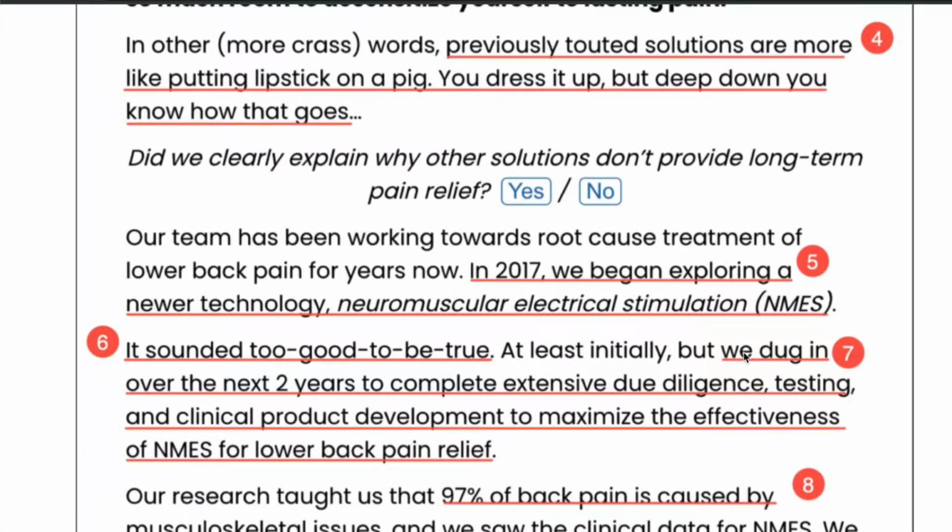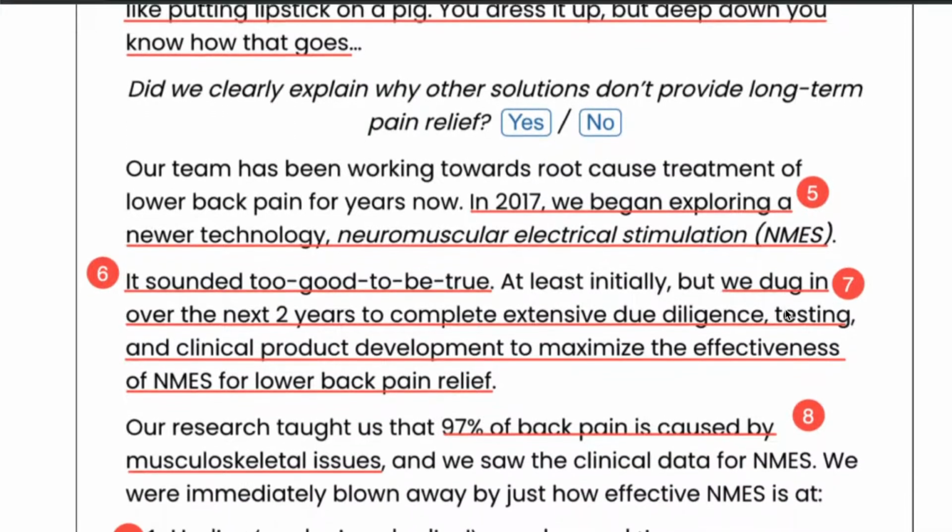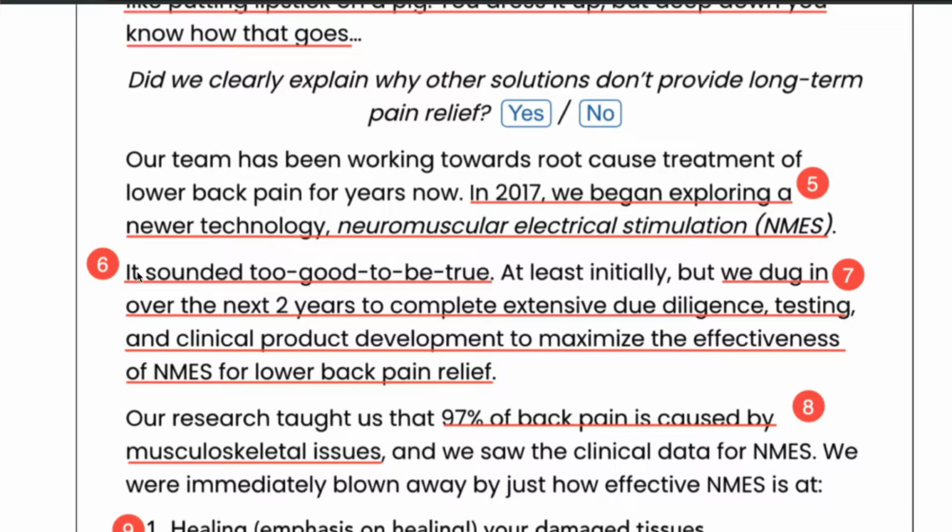Now what we're trying to do is really demonstrate expertise. This is a medical product, so we're demonstrating expertise by talking about the science behind it. So in 2017, we began exploring new technology. We're talking about this NMES technology. And again, we're using this term too good to be true because this is one of the things that the buyer is thinking about, that this is yet another product that will not solve my problems. And so we're addressing that upfront by saying that this is how we felt too.